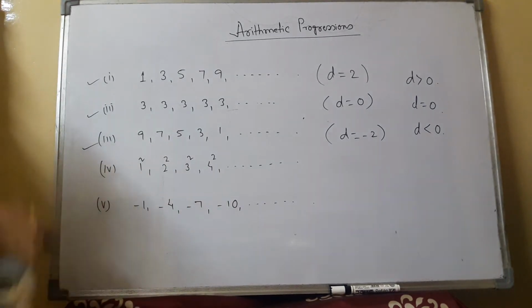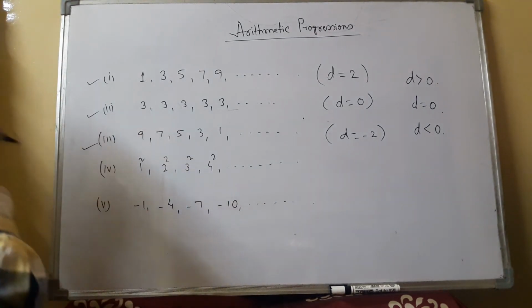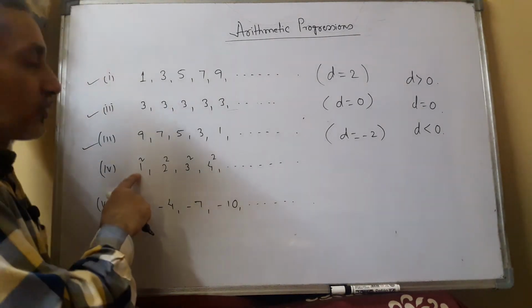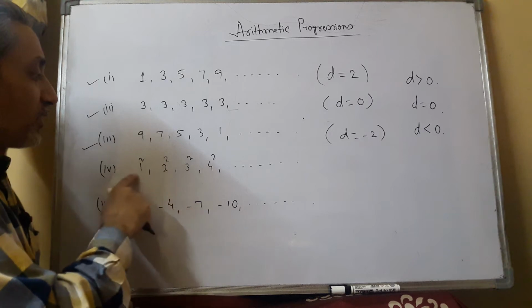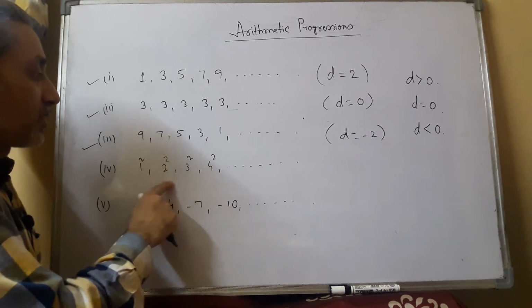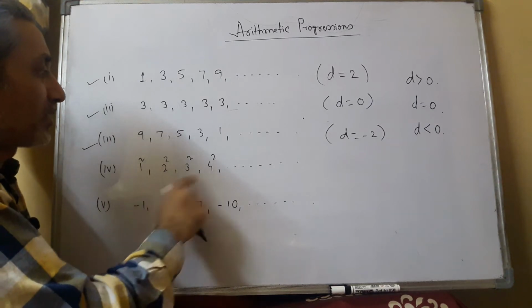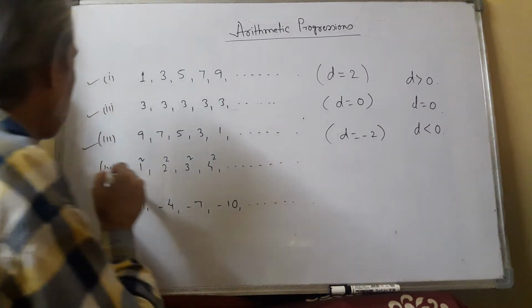Now take this case. Let us see is it an AP or not? So see the difference. First term is 1, then 4, difference is 3, then 9, difference is 5 here. So since the difference is not constant in this case, therefore it is not an AP.